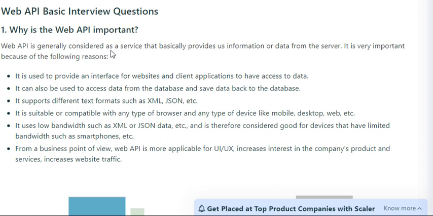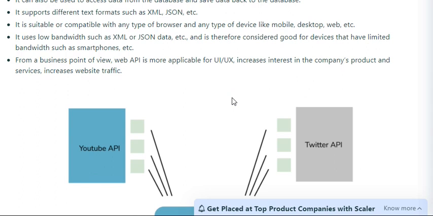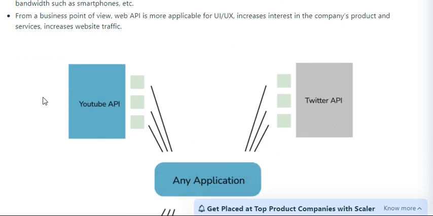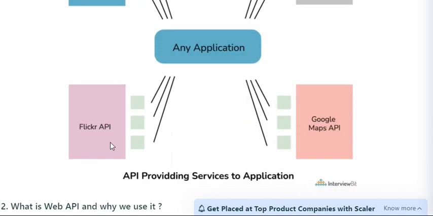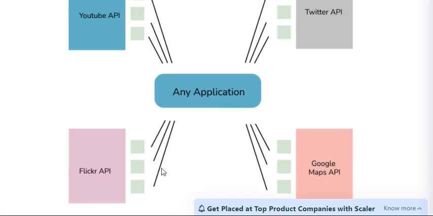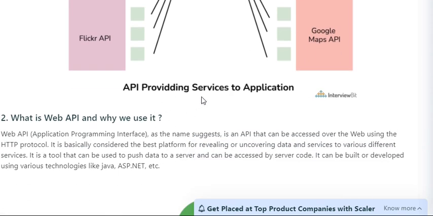From a business point of view, Web API is more applicable for UI UX, increases interest in the company's product and service, and increases website traffic. Also, you can see YouTube API, Twitter API, Flickr API, Google Maps API. API providing services to applications.